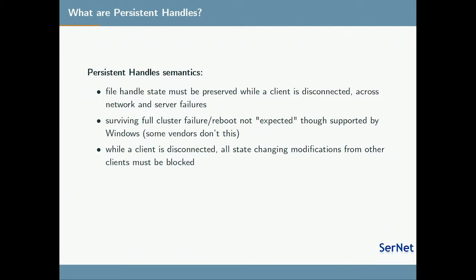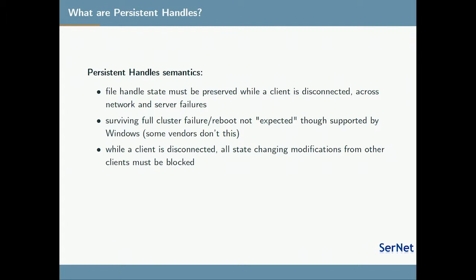Persistent handle semantics. What does it mean? That means that file handle state on a server must be preserved while the client is disconnected, across network and server failure. So the client is connected to the server, opens a file, the server has file handle state, the client gets disconnected for some reason, or the server just explodes, then the client comes back later and reconnects, and the server must be able to completely resurrect the file handle state that was there previously.